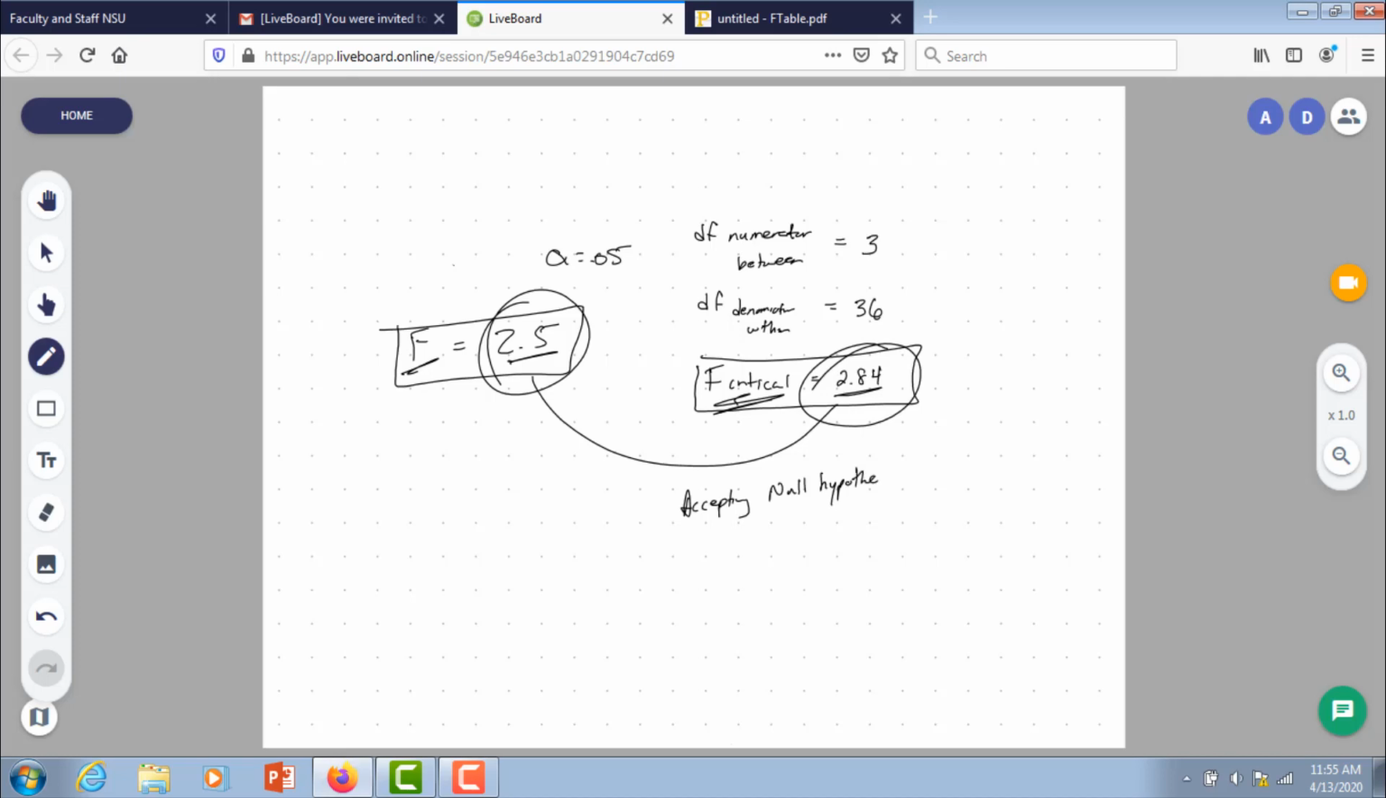Now, in order to determine where the significant difference lies, you will have to calculate post hoc tests. And these are additional hypothesis tests that are done after an ANOVA is determined to be significant so that you can determine exactly which mean differences are significant and which are not.